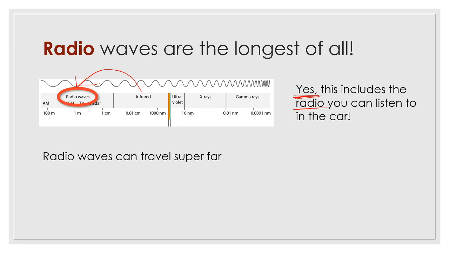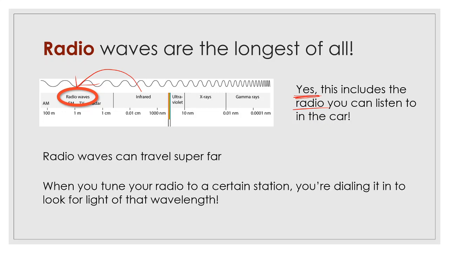Radio waves can travel super far, so it's almost like a light that can just travel extra far. It can bounce across things. And when you tune your car radio to a certain station, like if you turn it to 104.3 FM or 97.9 FM, what you're telling your radio to do is look for light of that particular wavelength.